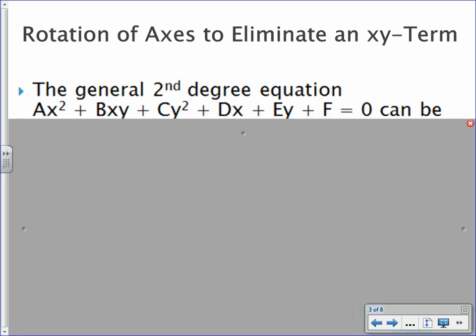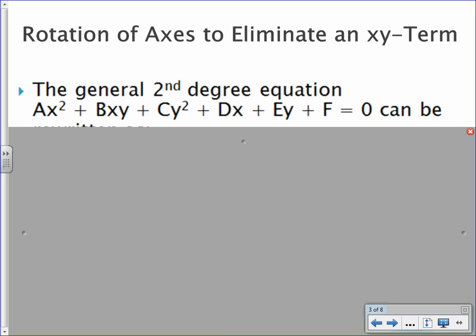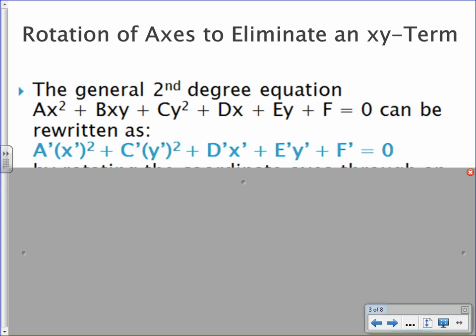So what we're going to do, we're going to take this general equation, ax squared plus bxy plus cy squared plus dx plus ey plus f equals 0, and we are going to eliminate the xy term. We're going to rewrite it in terms of x primes and y primes, so that the xy term is gone and we're back to something that looks more familiar to us.